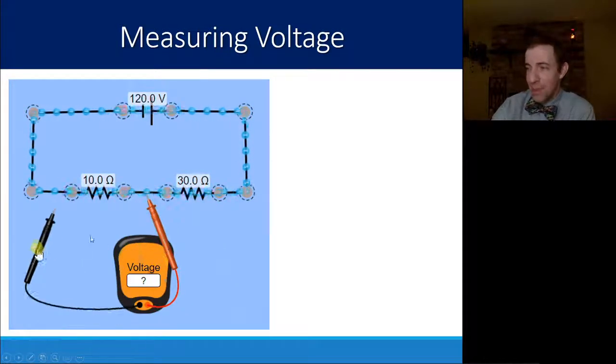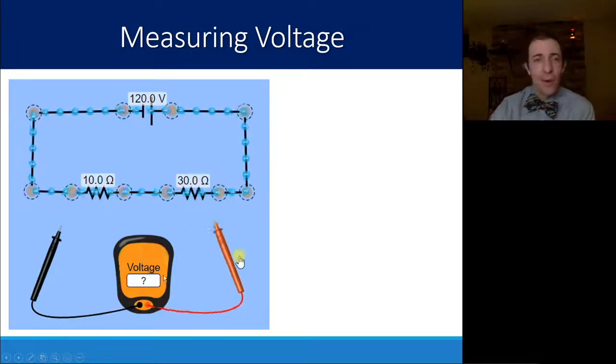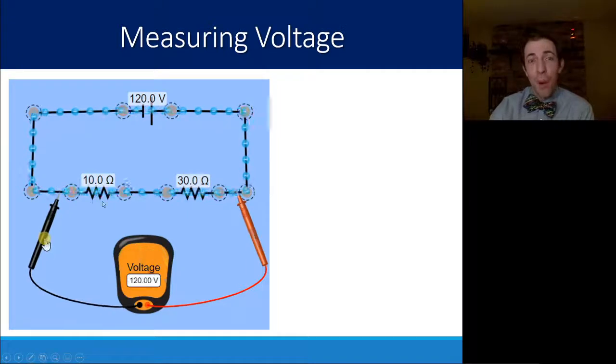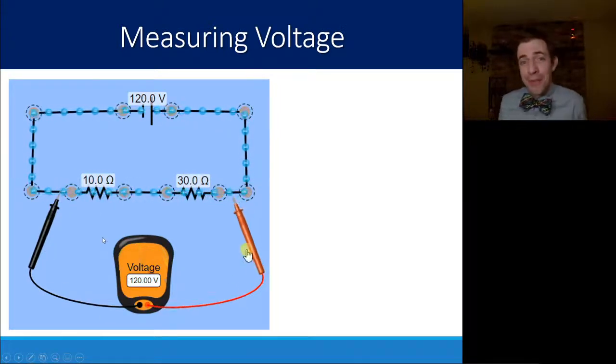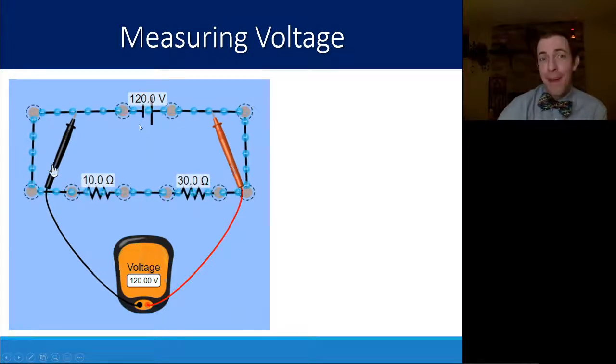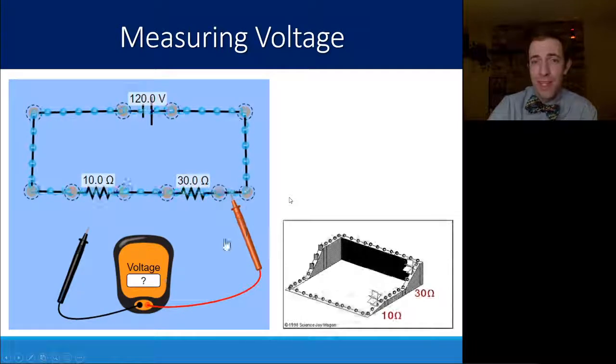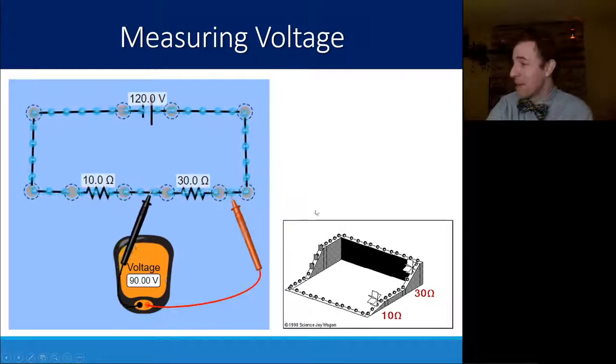Here I can connect both leads around this 10 ohm resistor, and you'll see I got 90 volts, 30 volts. If I do both of them, it adds up to 120 volts, which is the same as if I were to connect both sides up to the battery, either side of the battery. The battery supplies 120 volts in this case. That's a pretty insane battery.